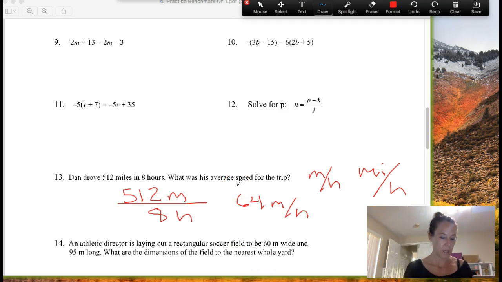And you're finished. That's also going to be your rate. Oftentimes, instead of miles per hour, we write it like this, 64 miles per hour. That's how you'll oftentimes see it. But it is miles per hour.